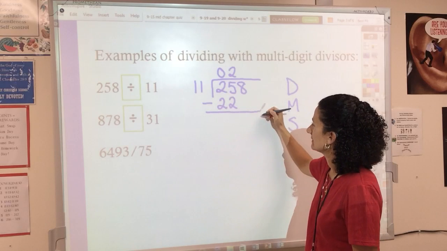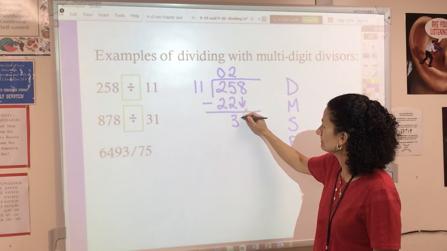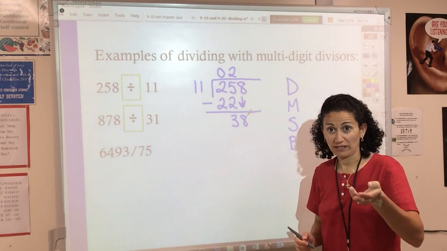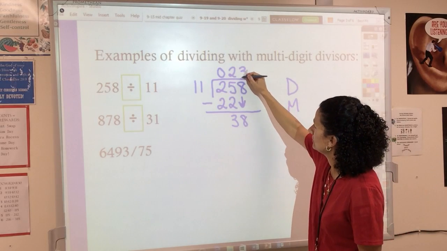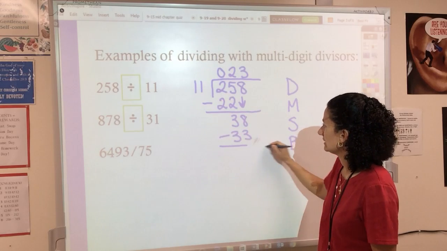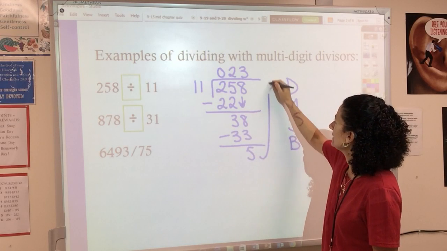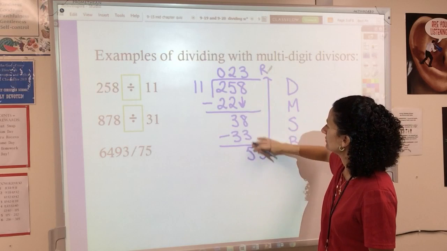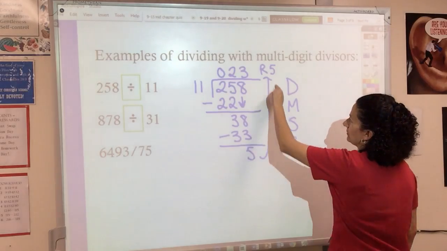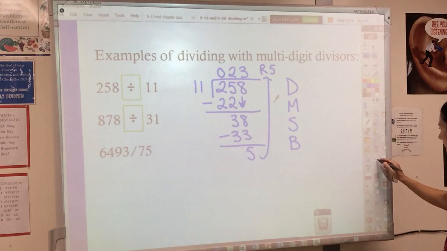Then I subtract. 5 minus 2 is 3. Then I bring down. Now I'm going to divide 11 into 38. I know 11 times 3 is 33. So 3 goes up here. 3 times 11 is 33. I'm going to subtract to see what my remainder is. And I get 5. And that is my remainder. I have nothing else to bring down, so when you have nothing else to bring down, you pop that remainder up to your answer.